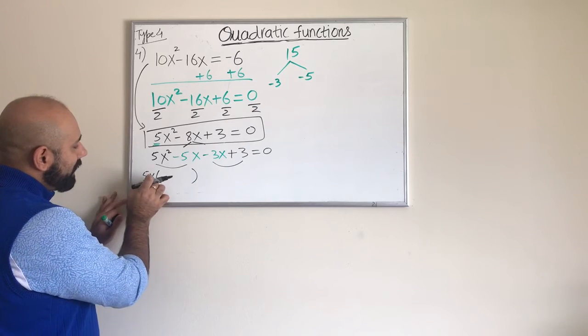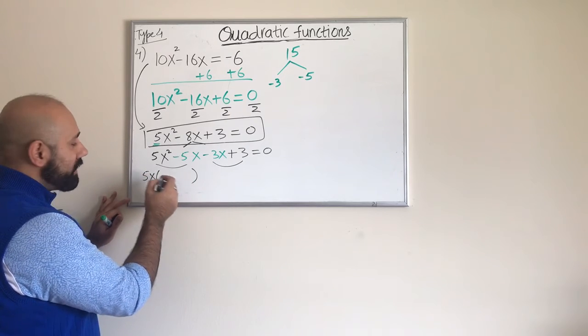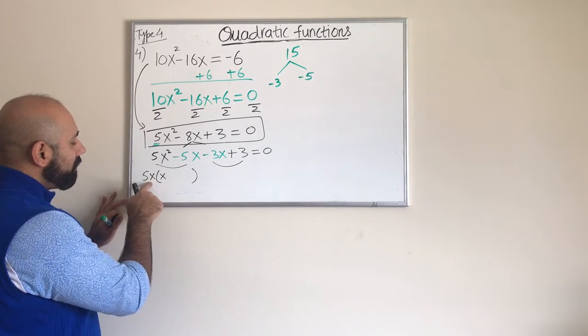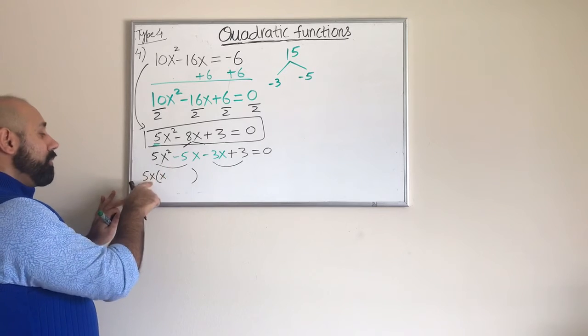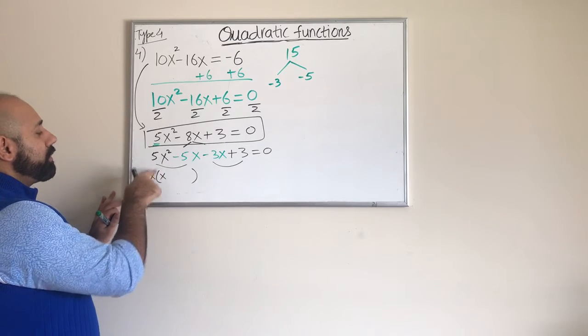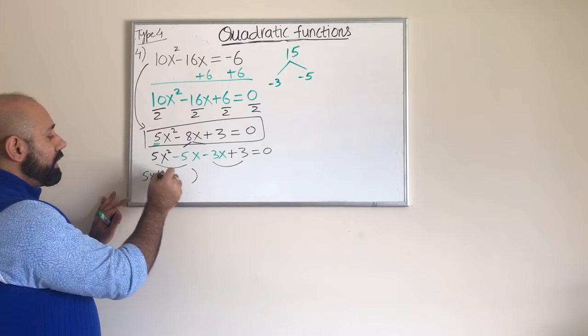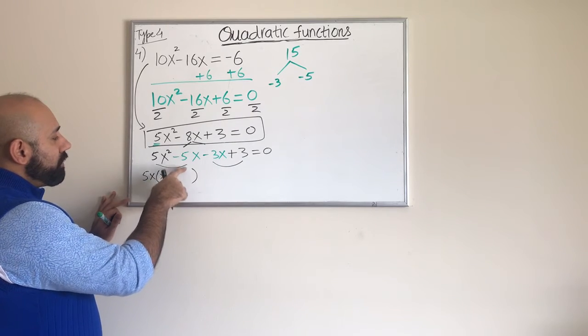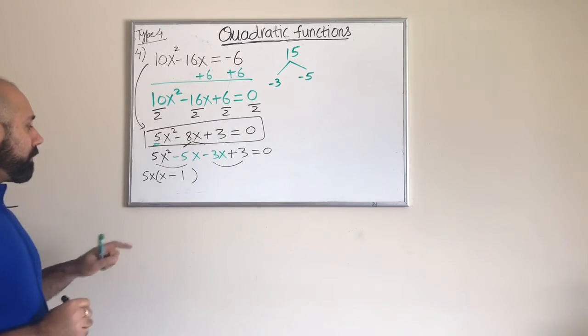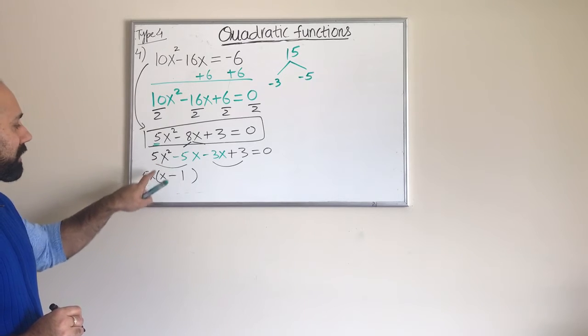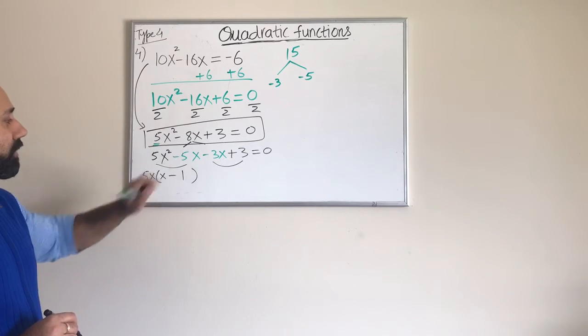And once I take out that greatest common factor, then I have to see what is left. I'm left with x, because 5x times x is 5x squared. We have to make sure that when we distribute this, we should get the previous step. And then minus, what should I multiply here to get 5x? Just simply minus 1. 5x times x is 5x squared. 5x times negative 1 is negative 5x.